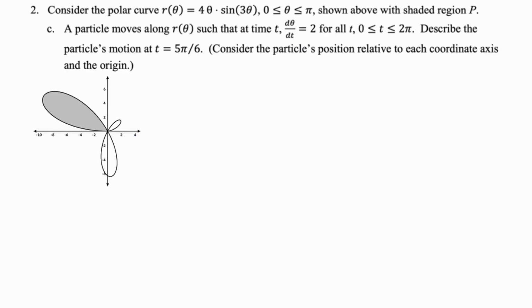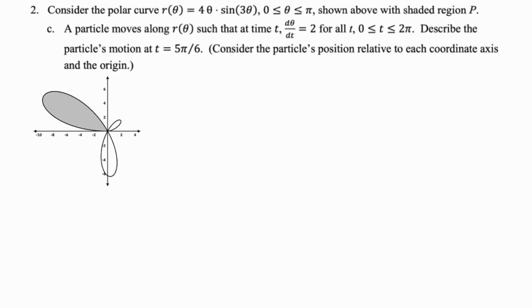A particle moves along r of theta such that at time t, d theta dt is equal to 2 for all t between 0 and 2 pi. It's actually between 0 and pi because this doesn't even move between pi and 2 pi. Describe the particle's motion at t equals 5 pi over 6. We want to consider the particle's position relative to the coordinate axes and the origin.